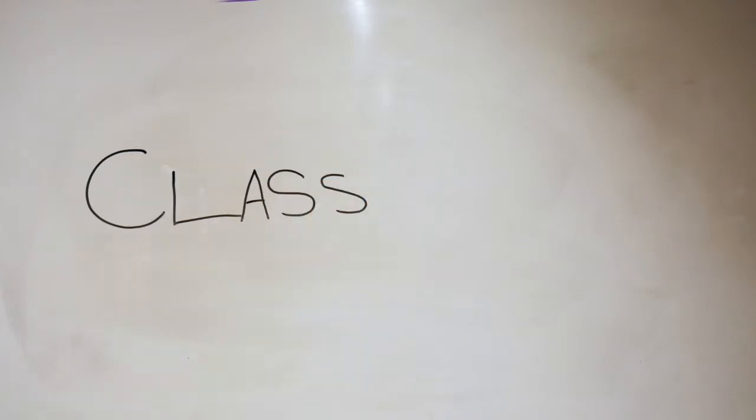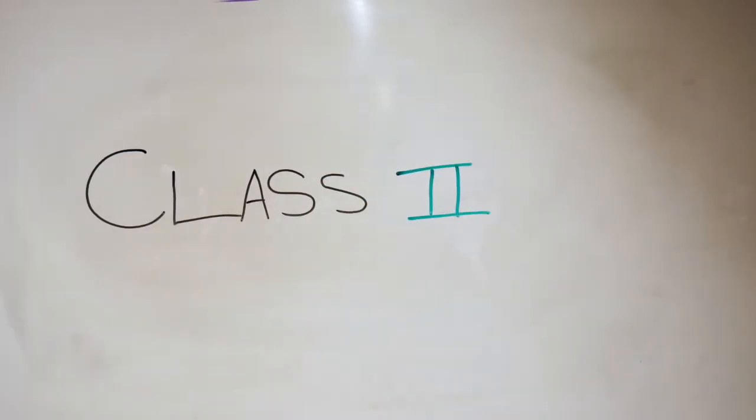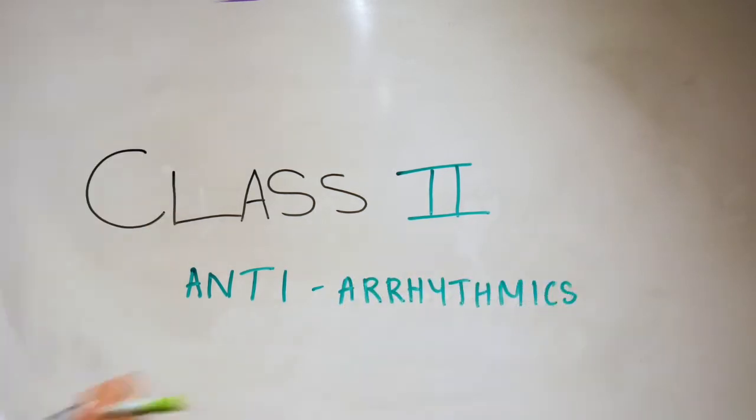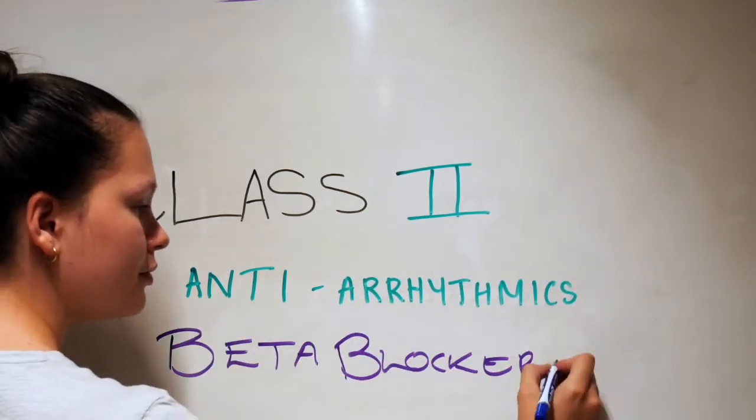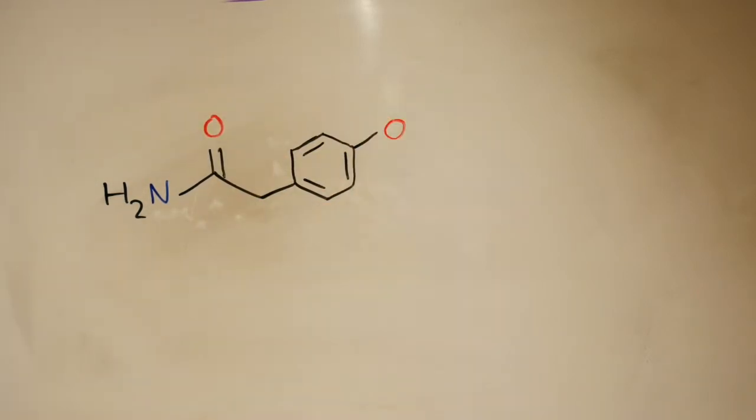Class 2 anti-arrhythmics are also known as beta blockers. These can be used to treat heart arrhythmias, such as tachycardia, atrial fibrillations, atrial flutters, but not bradycardia. A commonly used beta blocker is Atenolol, which is taken orally once or twice a day at 25, 50, or 100 milligrams. Beta blockers function by inhibiting the sympathetic nervous system.